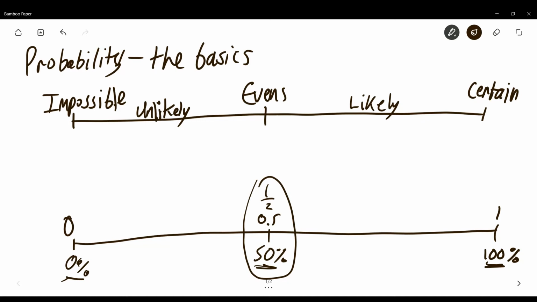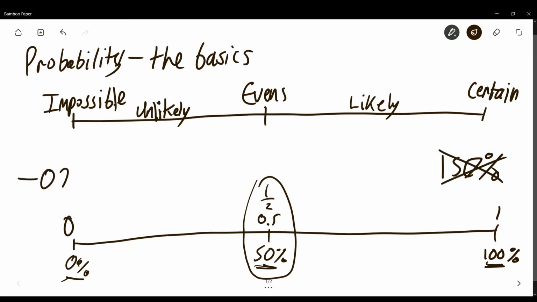So yeah, that's the basics of probability. Make sure that you are either representing it as a decimal or a percentage. You will never see a probability of anything greater than 100%. You'll never see anything with a probability of less than 0. And it will always be a decimal, fraction, or percentage.